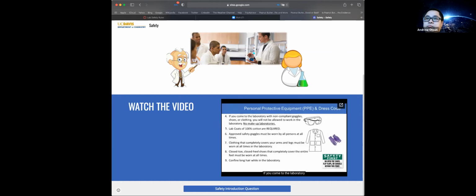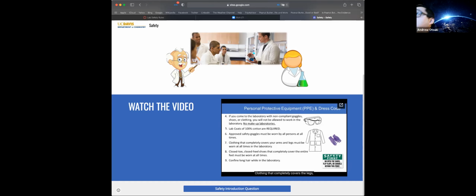If you come to the laboratory with non-compliant goggles, shoes, or clothing, you will not be allowed to work in the laboratory. In that context, there are no makeup laboratories. Your course grade will be significantly lowered, and you may fail the course if you do not meet the lab attire requirement. A 100% cotton lab coat is required. Approved safety goggles must be worn at all times. At no time are safety glasses of any kind acceptable in the laboratory. Safety goggles may not be modified in any manner.